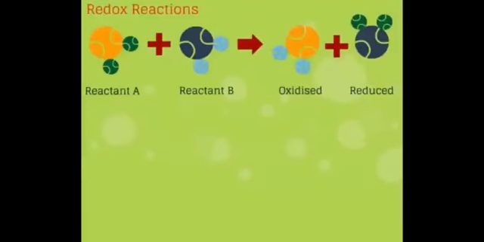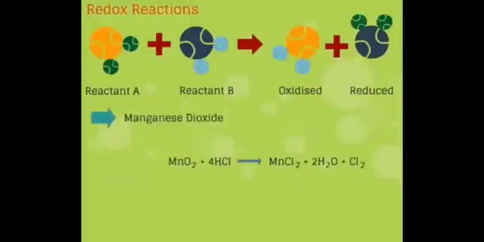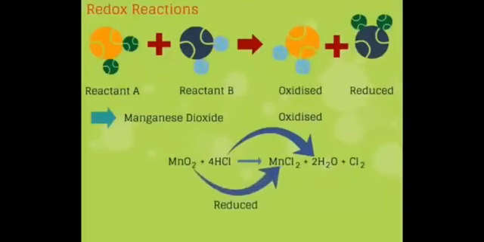See the second example of manganese dioxide. MnO2 plus 4HCl gives MnCl2 plus 2H2O plus Cl2. In this reaction, HCl is oxidized to form Cl2, whereas MnO2 is reduced to MnCl2. These types of reactions are known as redox reactions.